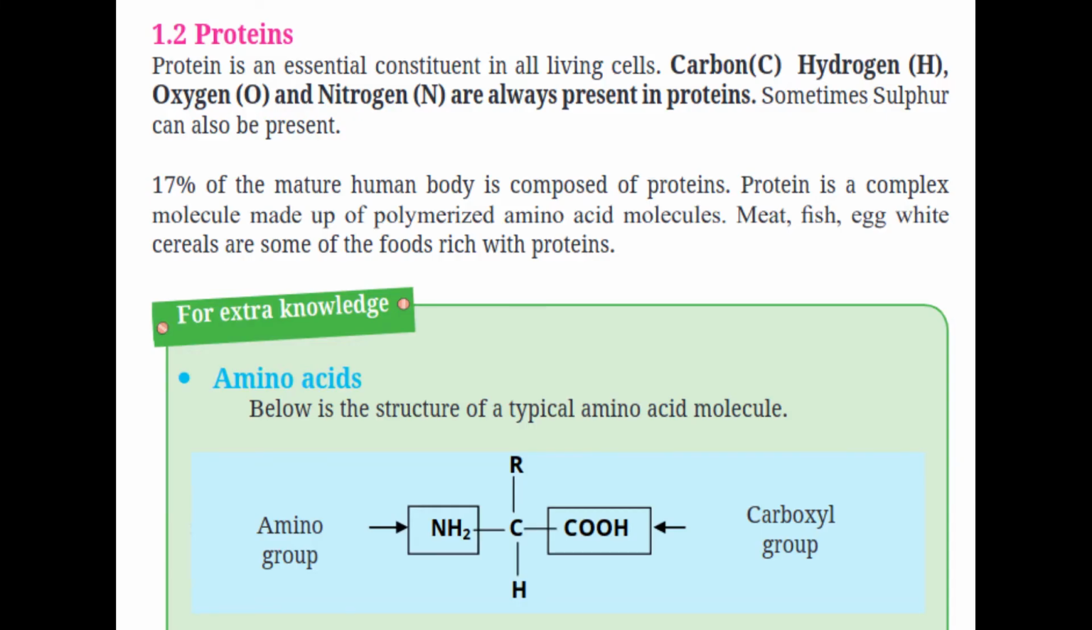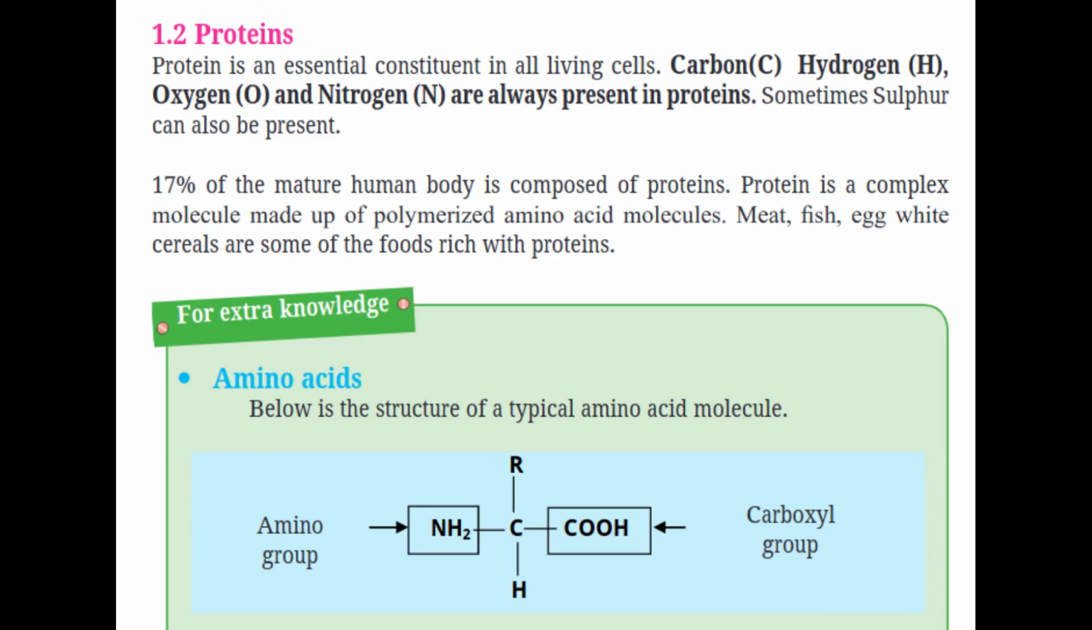Proteins. Protein is an essential constituent in all living cells. Carbon C, hydrogen H, oxygen O, and nitrogen N are always present in proteins. Sometimes sulfur can also be present. 17% of the mature human body is composed of proteins. Protein is a complex molecule made up of polymerized amino acid molecules. Meat, fish, egg whites, cereals are some of the foods rich with proteins.